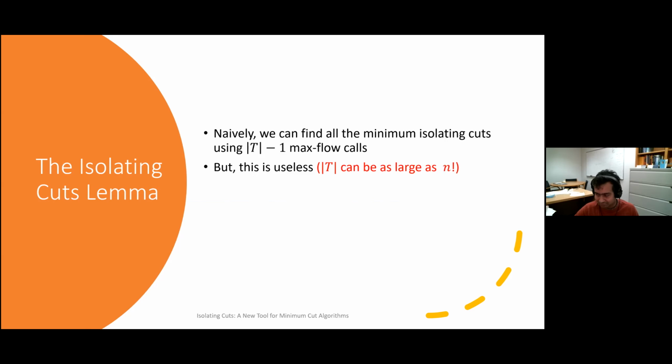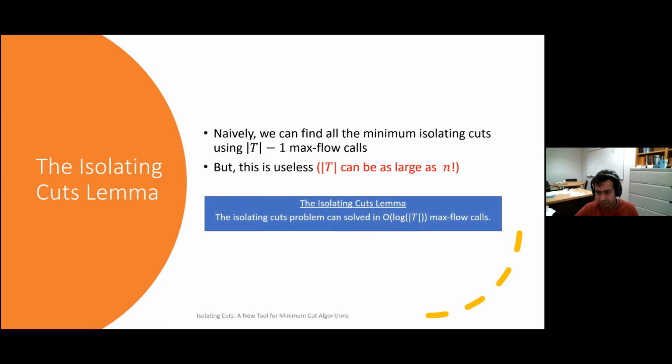But this is rather useless. Think of the example that I described earlier of your min cut being a degree cut, in which case this subset of vertices T is in fact all the vertices. So this technique of running max flows individually for all the vertices in T could take as many as n max flows. So we are back at the baseline algorithm that we started with.